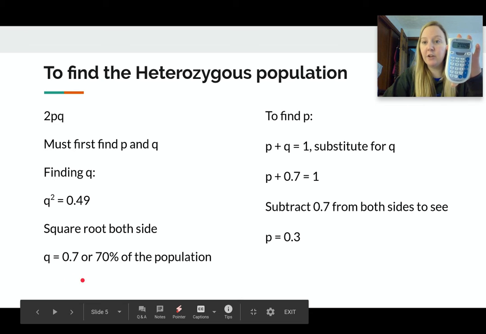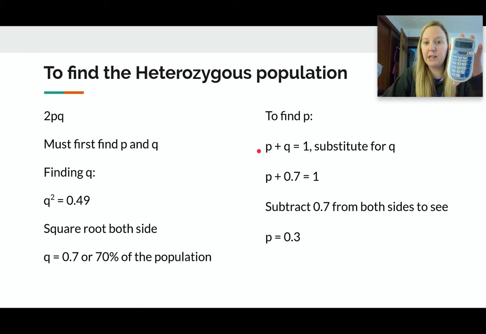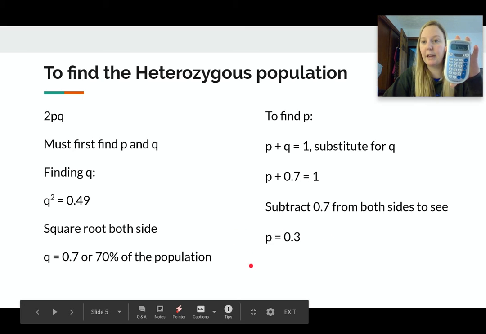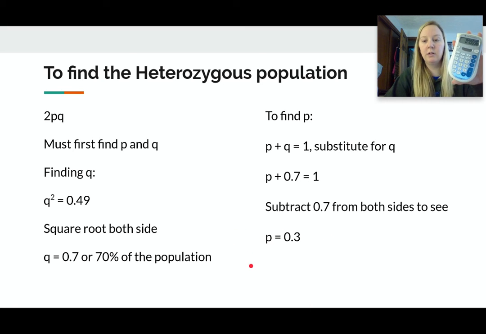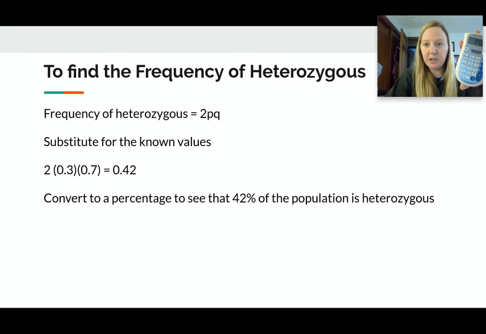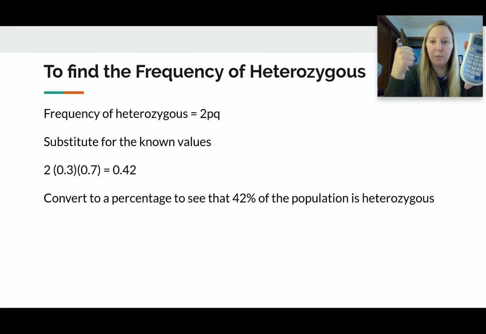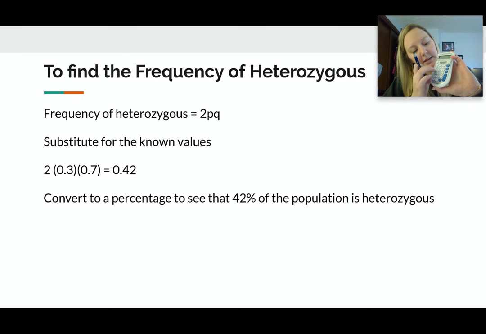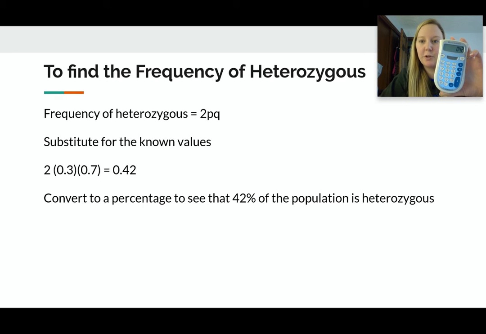We take our value for q and plug it into our equation over here. p plus q equals 1. p plus 0.7 equals 1. We get p equals 0.3. So now we have 2pq. We have p and we have q. We're good to go. So we take 2 times 0.7 times 0.3 equals 0.42, or 42% of the population. That's it. Okay?